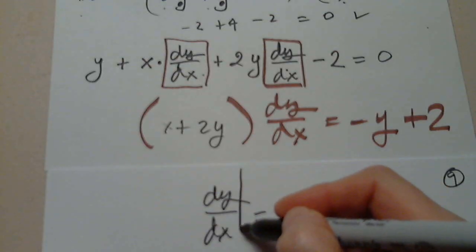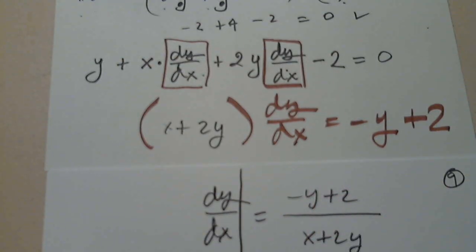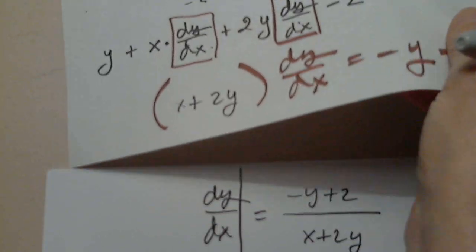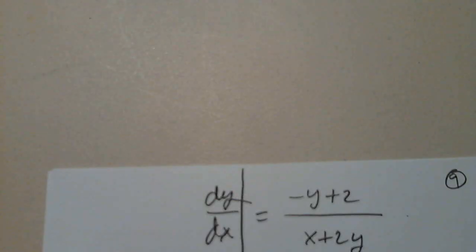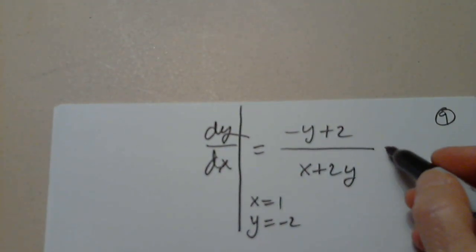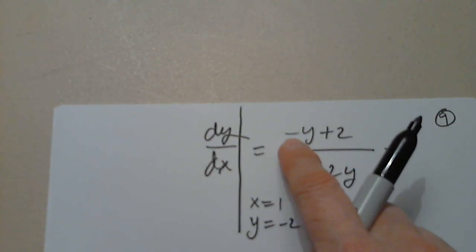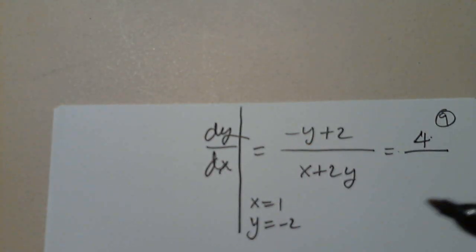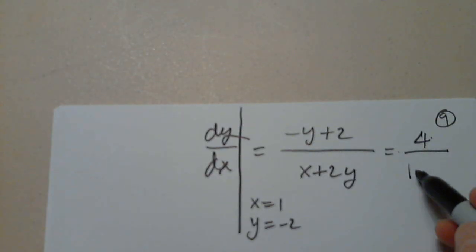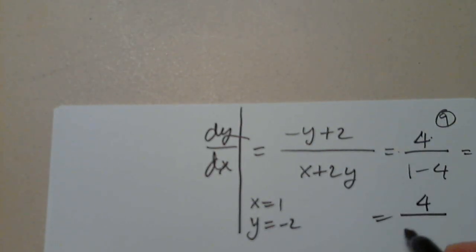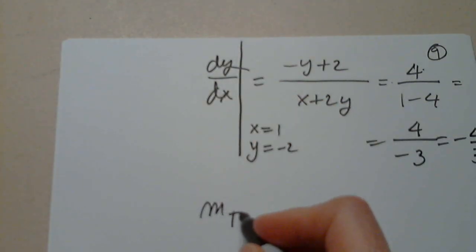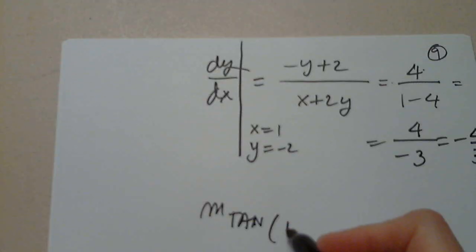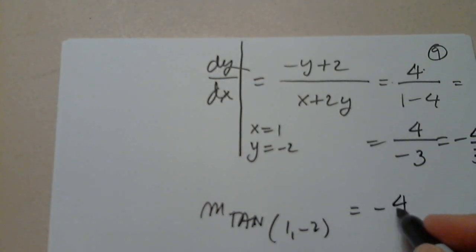All we have to do now is to plug in x equals 1 and y equals -2. Where did I get these numbers from? Right here. This was given to us. Good. So, -2 with negative in front, 2 plus 2 is 4. And this is 1, and this is -4. So the numerator is 4, the denominator is -3, so this is -4/3. So the slope of the tangent line at 1, -2 is -4/3.